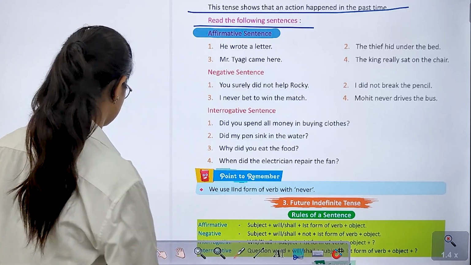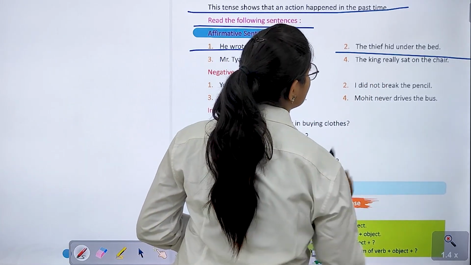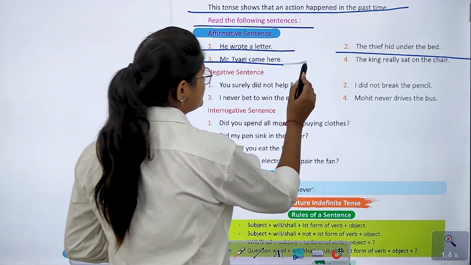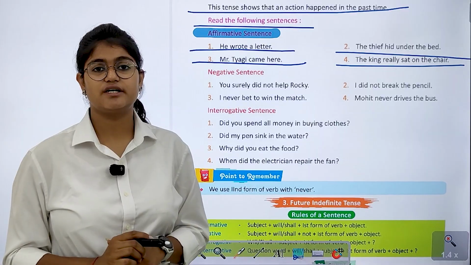Now what is this affirmative sentence, right? So: He wrote a letter, the thief hid under the bed, Mr. Tyagi came here, the king really sat on the chair, right?